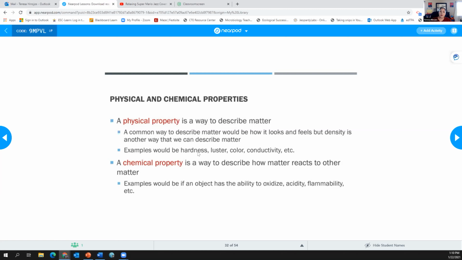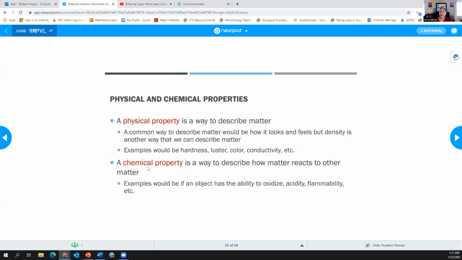That's not something that I can just see, it's something that we already know about. So some examples would be hardness. Luster has to do with how shiny something is. The color of something, conductivity, whether you can put an electric current through it. And then a chemical property is a way to describe how matter reacts with other matter. So for this one, there are some things we already know, like we automatically know that they're going to react with something, but for other things we don't know. It's kind of like, well, let's test it out.